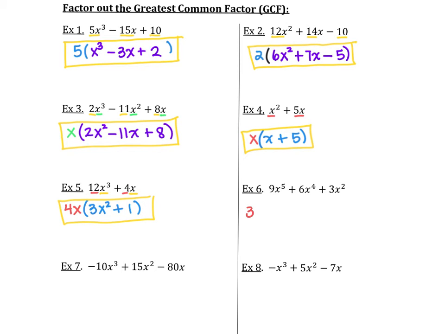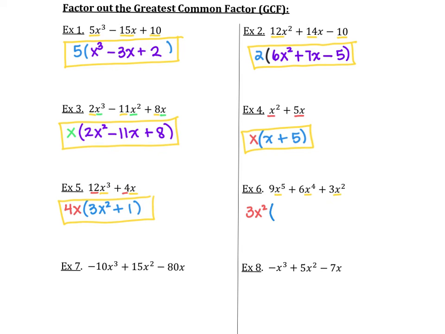Now let me check the variables. I have x to the fifth, x to the fourth, and x to the second. I could definitely take out an x, but I can actually take out x to the second because they all at least have x to the second. This has x to the fifth, which is more. This is x to the fourth, which is more, and this has at least x to the second. I want to take out the most possible, or the greatest common factor.